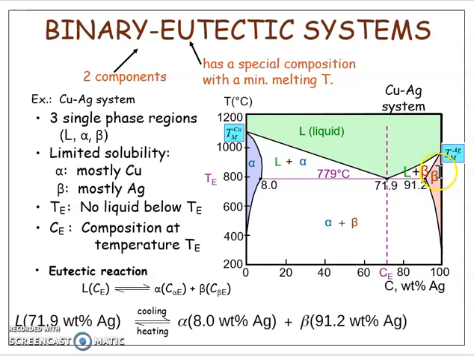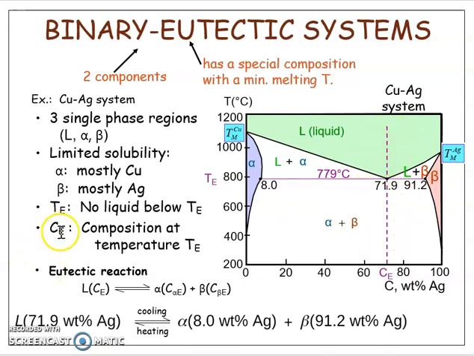So TE, where's TE? Here is TE, where T is equilibrium. TE is the equilibrium temperature, with no liquid below TE. If you look at this point, is there any liquid here? No liquid. Above this point, they have a liquid. So below this point, there is no liquid.